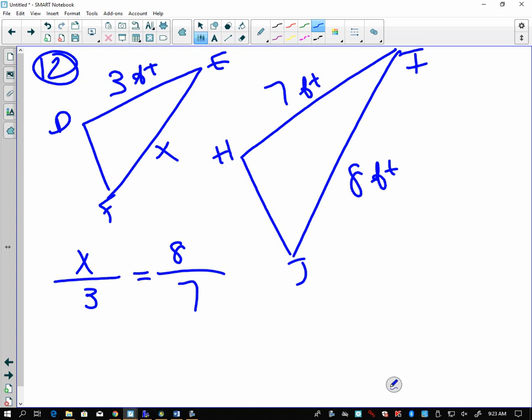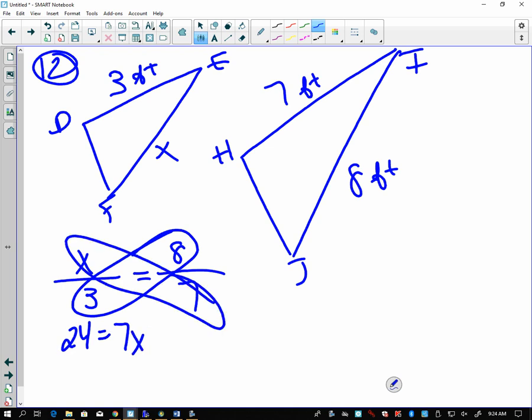Somebody besides Jeremy, somebody besides Abby. Tiffany, cross multiply and then what? And then divide. Okay, so cross multiply. What am I multiplying? 8 and 3, cross multiply. What's 8 times 3? 24 equals what? 7x. Okay, now what?